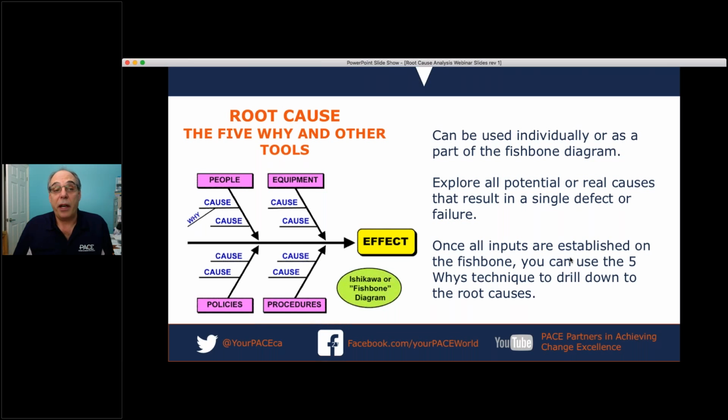And you can use that 5 Why in other tools, like the Fishbone, which we are going to go to next. So you can use it individually, but we really like it if you could use it when you're doing a Fishbone, and that's what you see on the left-hand side. But I won't get into it right now. We're going to get into it in a moment. And that is the basis of 5 Why, to help you get down to that root cause.